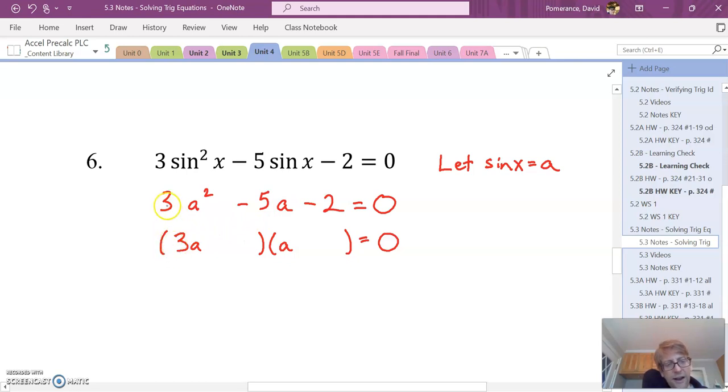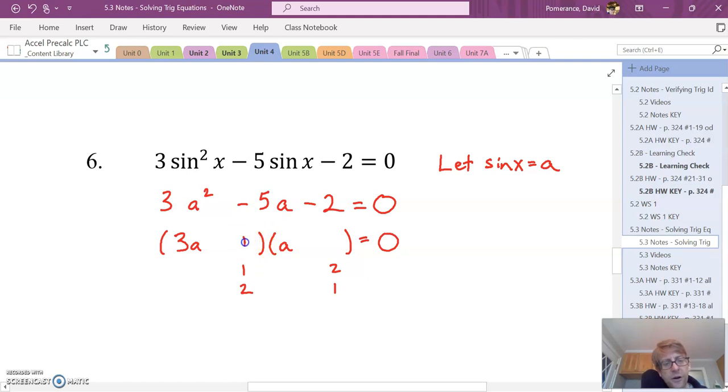The only way we can get 3a squared for our first term is if we put a 3a and a 1a in our two factors. And then we've got two choices here, right? We can either put the 1 here and the 2 here, or we could put the 2 here and the 1 here. And we can deal with the pluses and minuses later. Right now I just want to focus on those two choices.